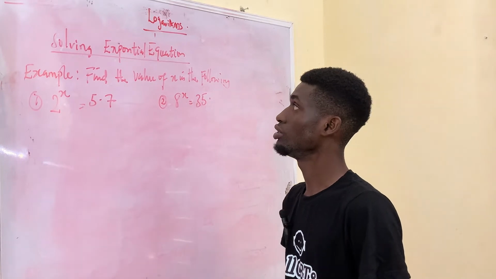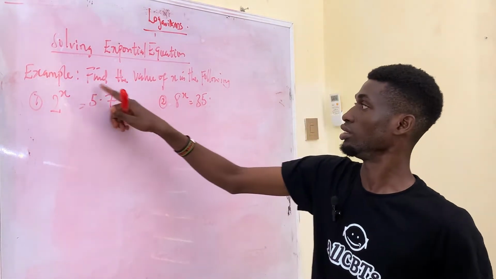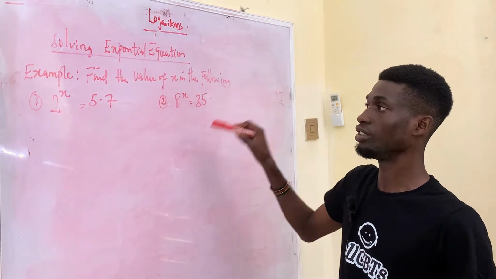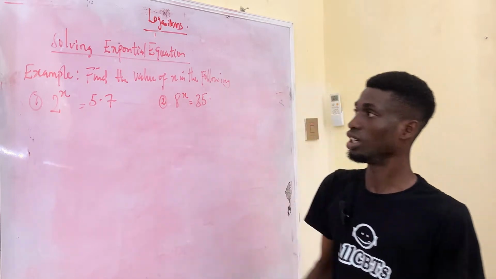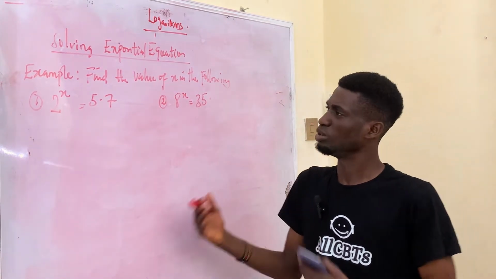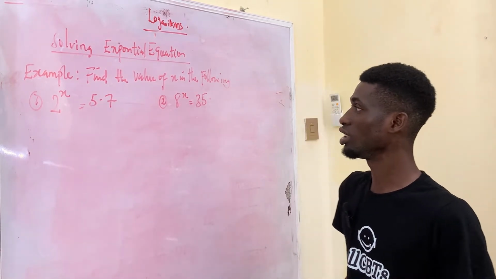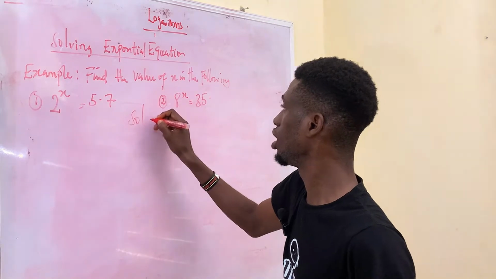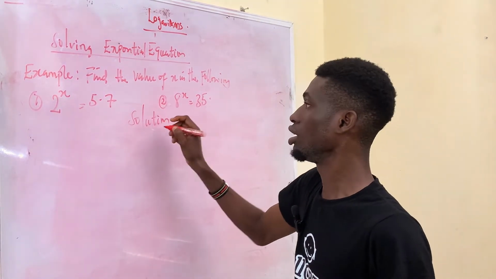Now, this is an exponential equation in logarithm. The question says find the value of x in the following: example 1, 2 raised to the power x equals 5.7. Then example 2 says that 8 raised to the power x equals 35. You'll be wondering which kind of question is this? It's a very simple question. It's just your manner of approach that determines the result. So solution. Now you have.